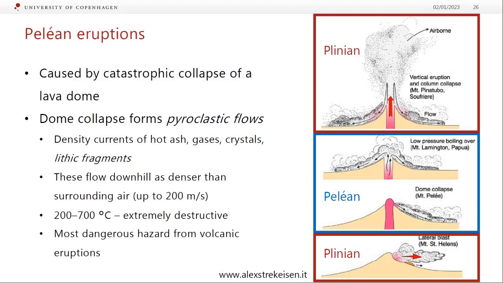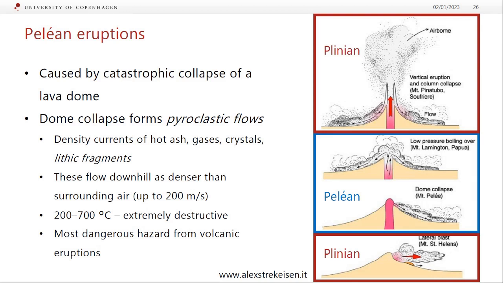Peléan eruptions are kind of their own thing, and I'm not quite sure that I understand the mechanisms between them, but basically they're caused by catastrophic collapse of a lava dome. And what I mean by that is it's not just some stuff from the top and sides rolling down. The lava dome collapses and it triggers an explosive eruption. They're kind of defined by the fact that this dome collapse forms something called a pyroclastic flow.